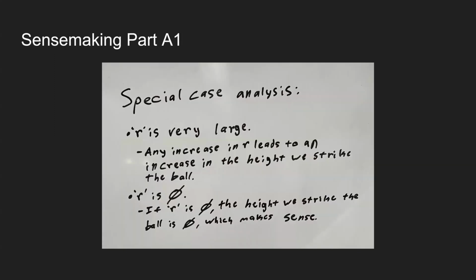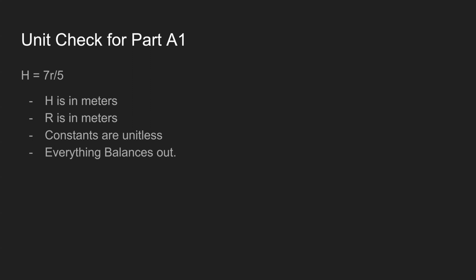We did a special case analysis for this in which r is very large, so the ball is huge, and any increase in r leads to an increase in the height at which we strike the ball, which generally does make sense. And if r is 0, then the height at which we strike the ball is also 0 because it doesn't exist, which still makes sense. We also did a unit check for this, and since the height of the ball is measured in meters and r is also measured in meters, it balances out and everything makes sense.